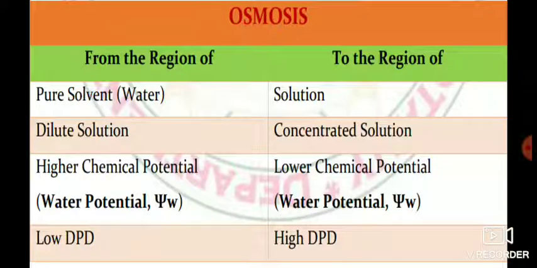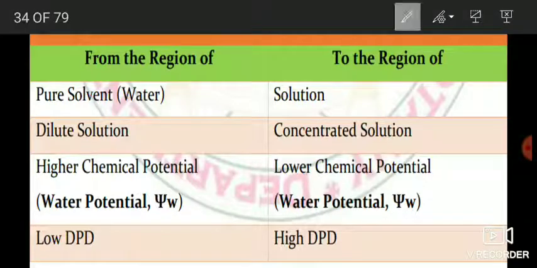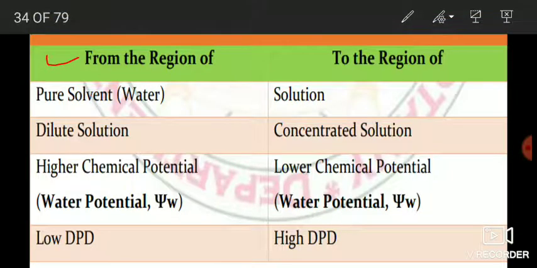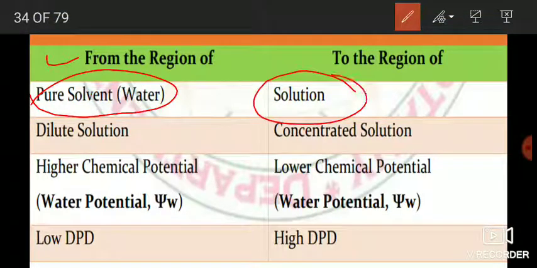So the question is, why does water flow from pure solvent to solution? The main reason behind this is that in the solution, the water molecules possess lower free energy, lower water potential. Okay, and in the pure solvent, the water molecules are not bound to the solute molecules, and as such they possess higher free energy, higher diffusion pressure. So you can say that in osmosis, the movement of water molecules takes place from pure solvent to solution, or from dilute solution to concentrated solution.